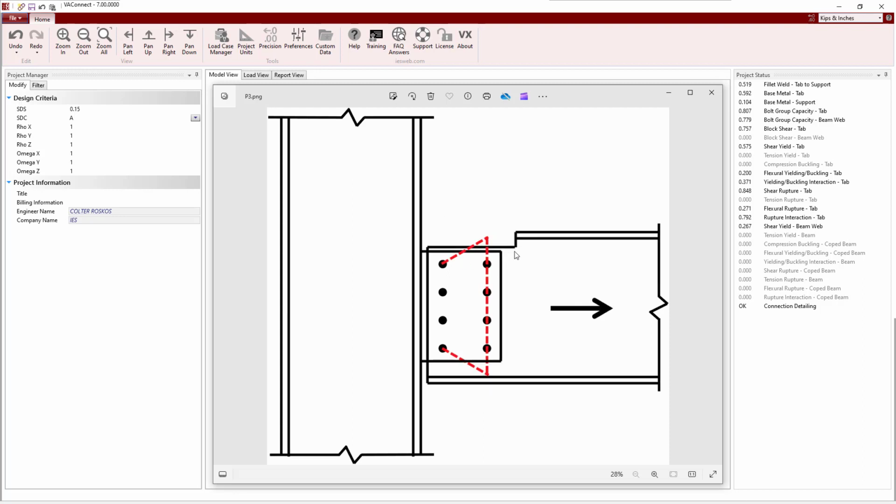When the beam is singly coped and the Whitmore section falls off of the web of the beam, VAConnect conservatively takes the Whitmore section as a reduced Whitmore section with an effective width that is balanced along the work line, rather than accounting for an eccentrically loaded Whitmore section. This Whitmore section methodology has also been applied to double angle connections welded to the web of the beam and loaded in tension.